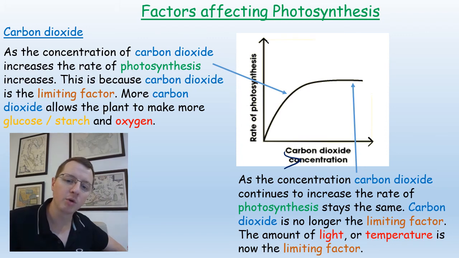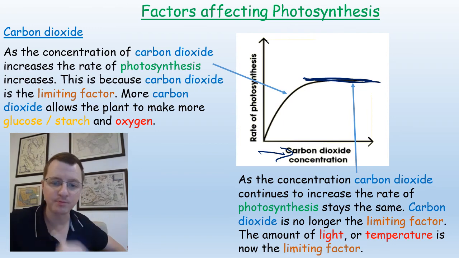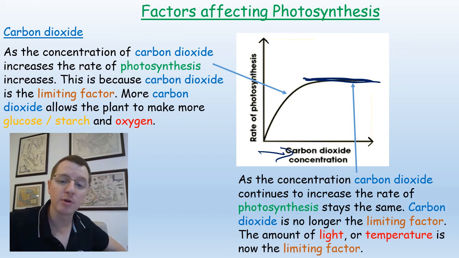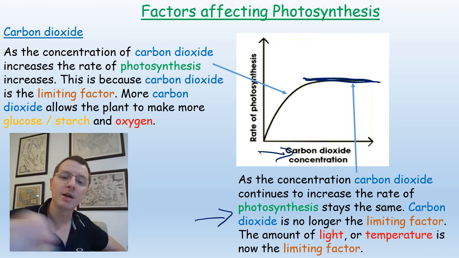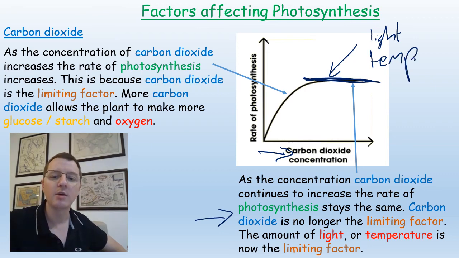But after a while, that's no longer true, because as the concentration of carbon dioxide increases, the rate of photosynthesis stays the same. We've reached a plateau. So how do we describe and explain this? Well, we say, as the concentration of carbon dioxide continues to increase, the rate of photosynthesis stays the same. Carbon dioxide is no longer the limiting factor. Instead, the limiting factor will be the amount of light or the temperature that we've got the reaction going through. Light and temperature are now the limiting factors.